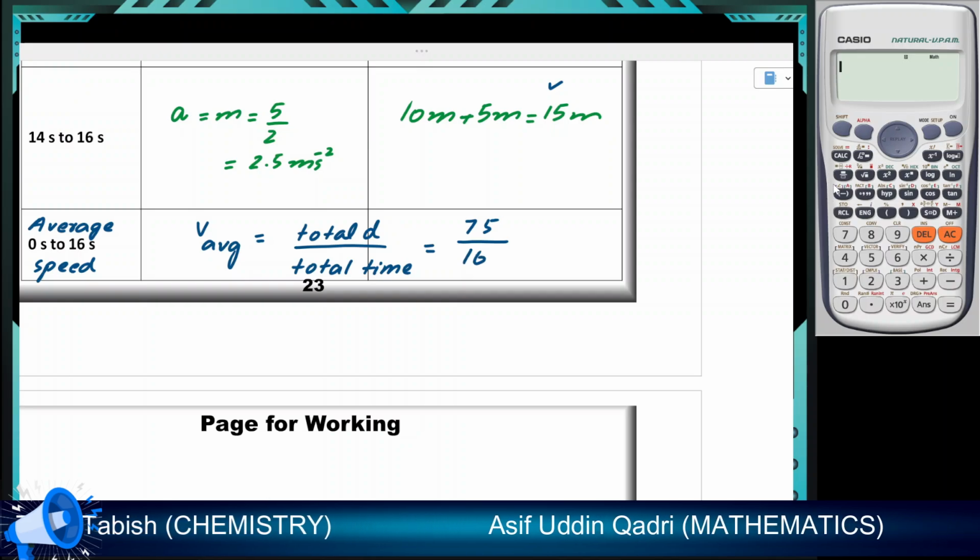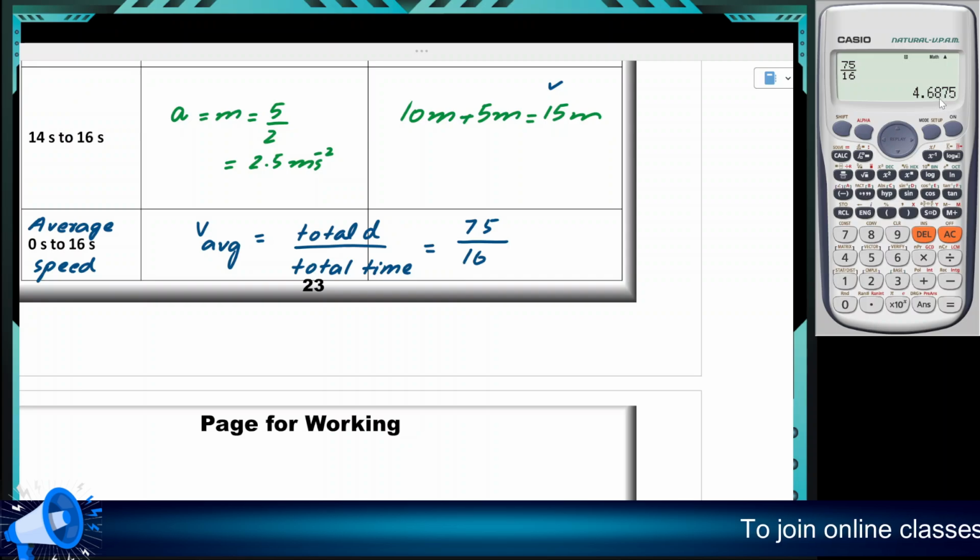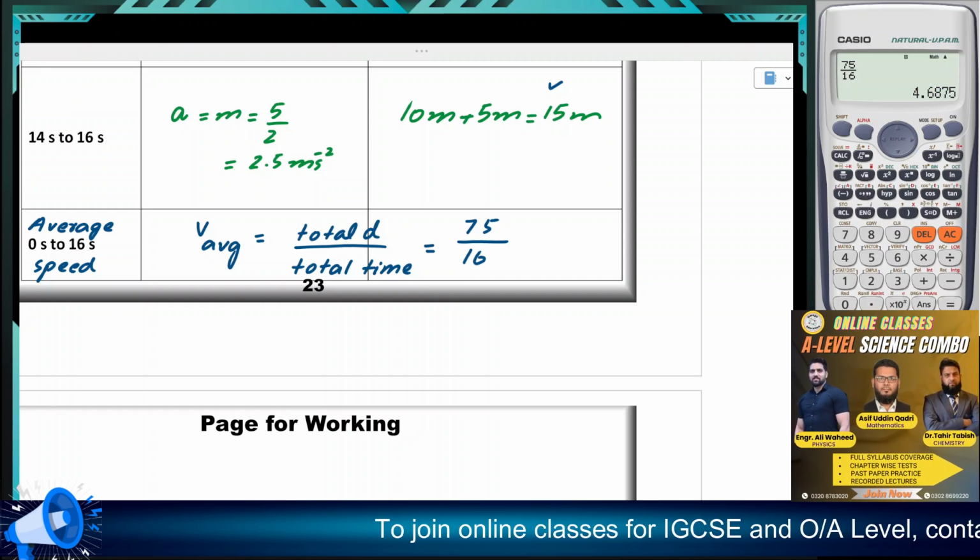So what we do is hit the fraction sign, 75 divided by 16, hit it on the calculator, press SD. 4.6875, in 2 significant figures, we can write it as 4.7.